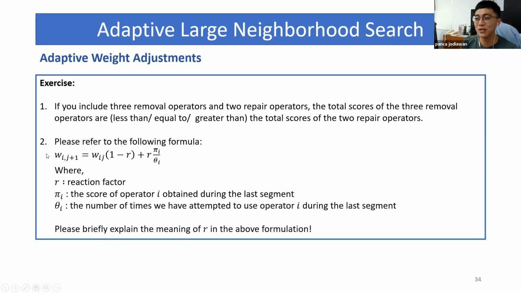Please refer to the following formula. If you still remember, it's how to calculate, or adjust, the weight in the section J+1. Briefly explain the meaning of R in the above formulation.